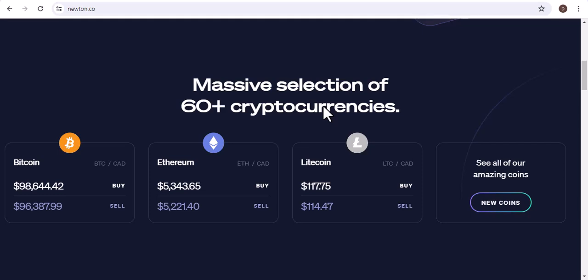Creating a Newton account is a quick and easy process. Once you have created an account, you can start buying and selling cryptocurrencies.